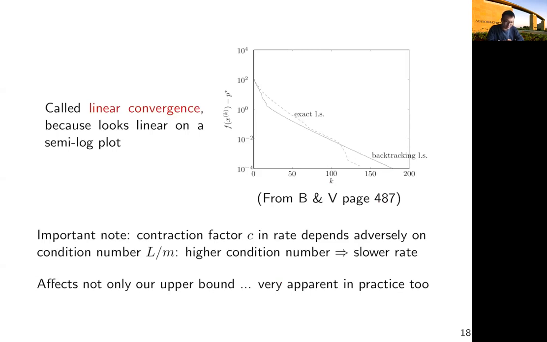Similarly, suppose we have 1 over k convergence. Then on this semi-log plot, the convergence will be much slower, and you will see a convergence curve that's way above this linear line. So in that case, we're saying that any polynomial convergence is called sublinear convergence, and any exponential convergence is called linear convergence.